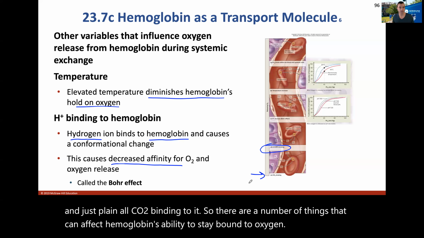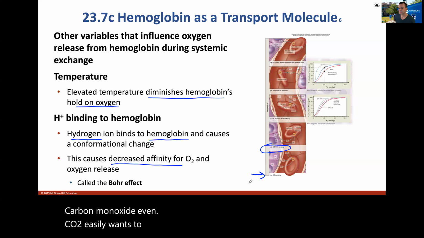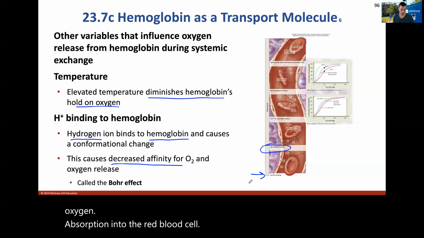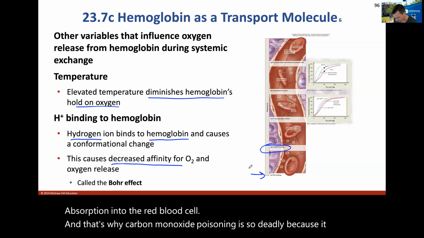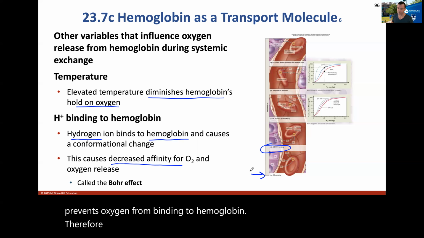Carbon monoxide even. CO2 easily wants to be in the plasma, okay? But carbon monoxide loves to stay bound to hemoglobin. It has a high affinity for it, so much so that it actually prevents oxygen absorption into the red blood cell. And that's why carbon monoxide poisoning is so deadly, because it prevents oxygen from binding to hemoglobin, therefore a decrease in oxygen, therefore death.